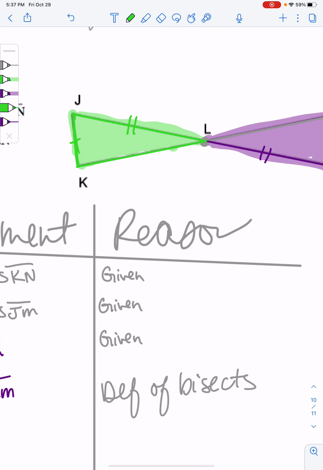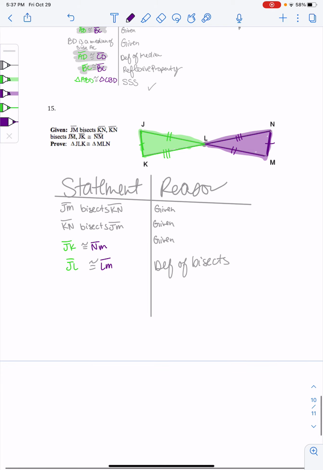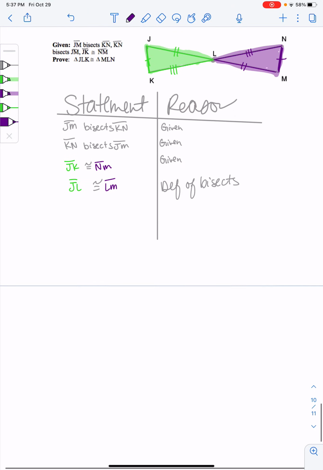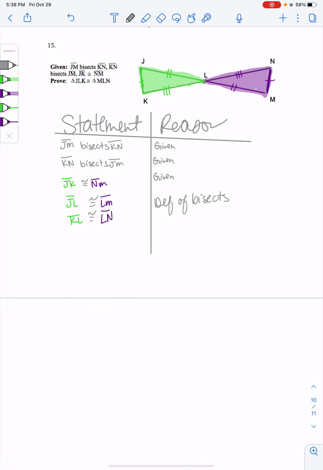So KL is the same as LN, and it shows that those are the same. So JM bisects KN, and KN bisects JM. So we'll say, oops, LN is the same as KL. And that would also be definition of bisects.